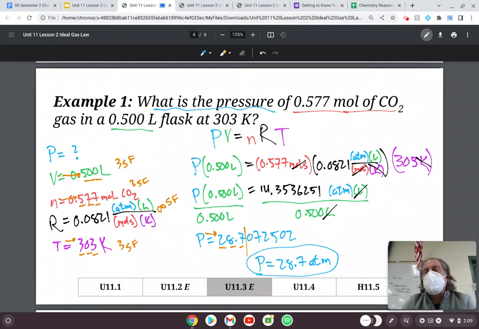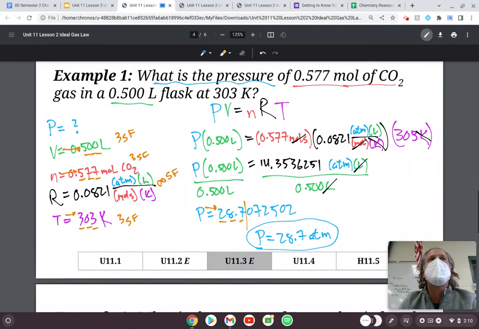Now, if you were given a problem where the volume was in milliliters, you'd have to convert it to liters. If you were given a problem where the n, or the number of moles, was in grams, you would have to convert it to moles. If the temperature was in degrees Celsius, you would have to convert it to Kelvin first. But this one was really nice, and we didn't do that. So you just plug it into the formula and chug along. Plug and chug is the technical term when we use a formula.